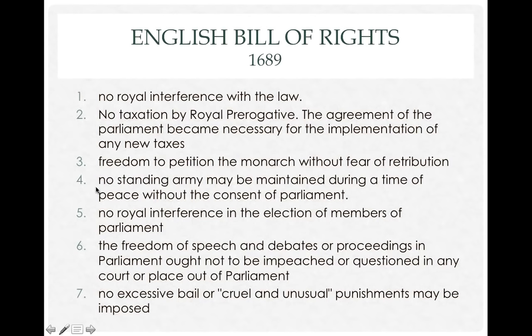The king was not allowed to have an army in times of peace. And the king had to have permission from Parliament in order to have an army. We've talked several times in this class about how an absolute monarch has a large standing army. This pretty much eliminated that and made the army loyal to the Parliament. We see they can't get involved in the election of Parliament. The king or queen cannot get involved or interfere with the election of members of Parliament.